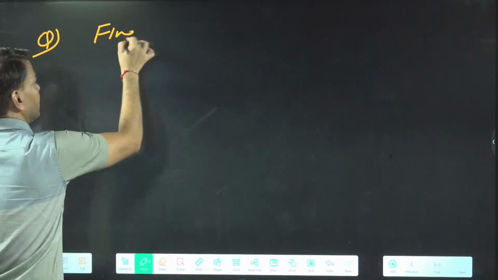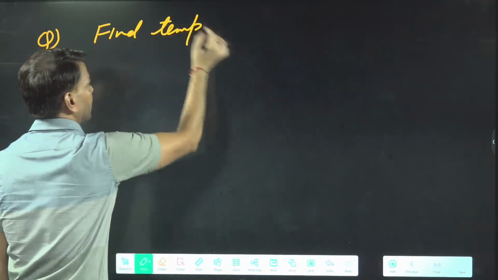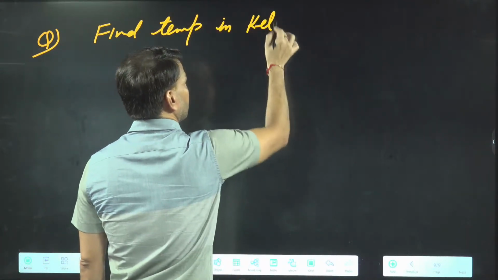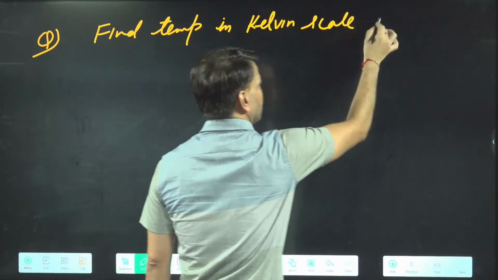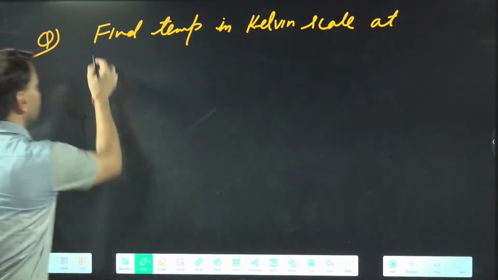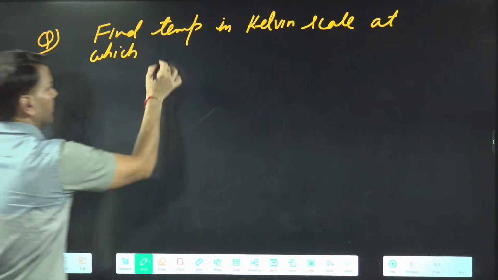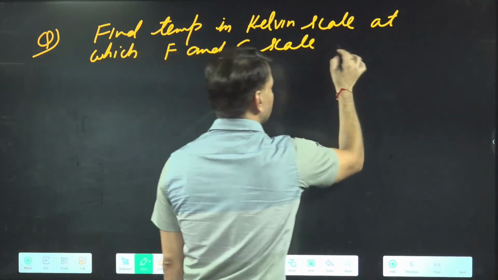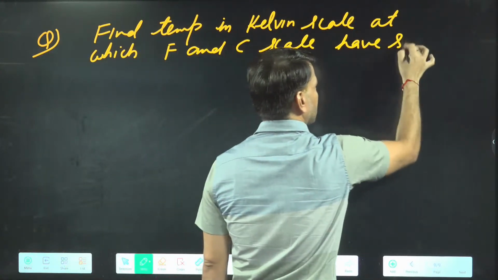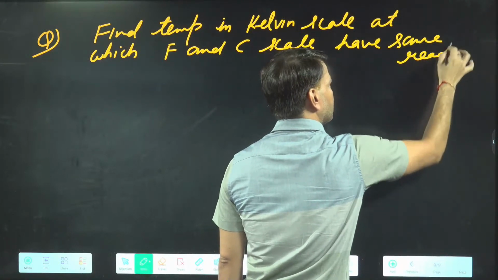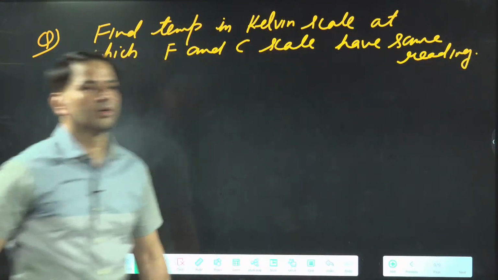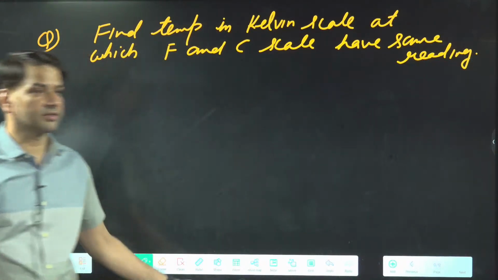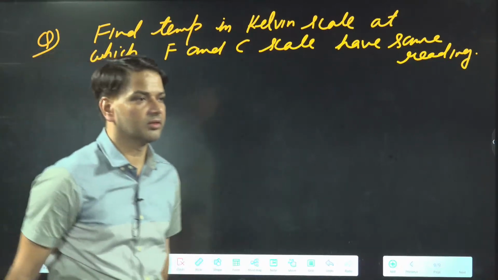So find the temperature in Kelvin scale at which Fahrenheit and Celsius scale have the same reading. Okay, so we have to find the temperature in the Kelvin scale at which Fahrenheit and Celsius scale are showing the equal or same reading.